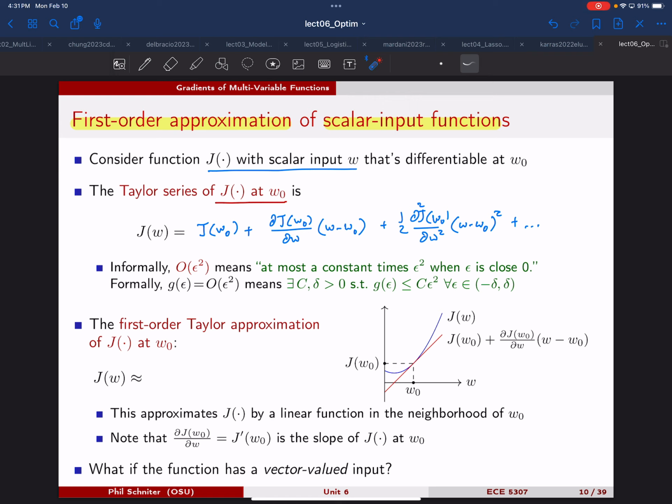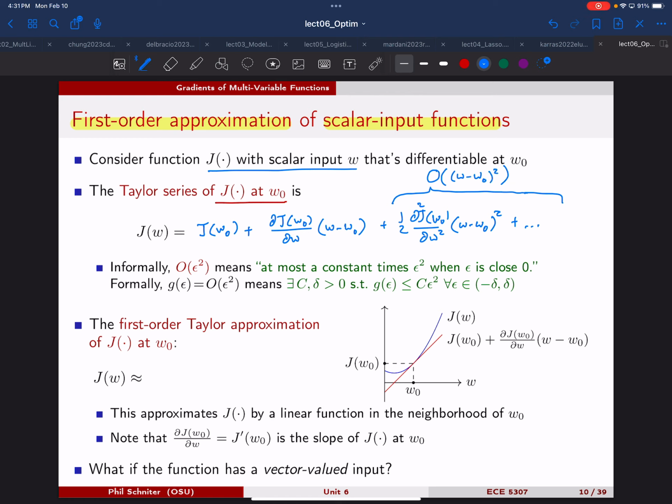So what we're going to do is say that all these terms beyond the first can be summarized using a notation that's called big O notation. And this is going to be big O of the deviation from the reference squared.